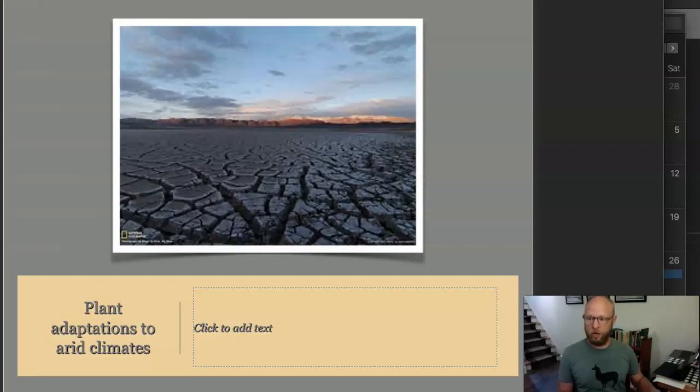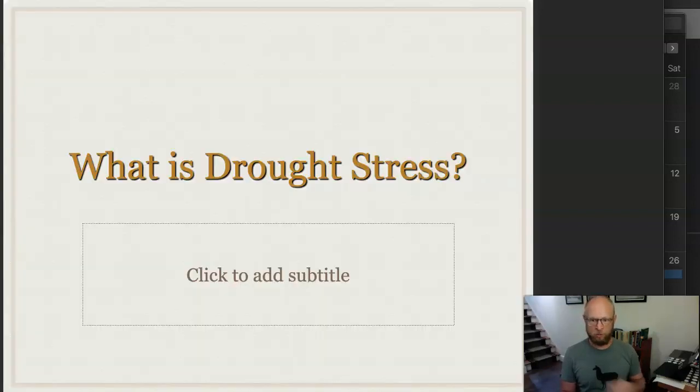Okay, so let's talk about plant adaptations to arid climates. When we're talking about plants growing in these arid areas, we're often thinking about a plant's ability to survive and tolerate drought conditions. So we need to think about what drought stress really is to a plant, how to quantify it, and then we'll be able to start thinking about these different strategies a little bit better. So what is drought stress?